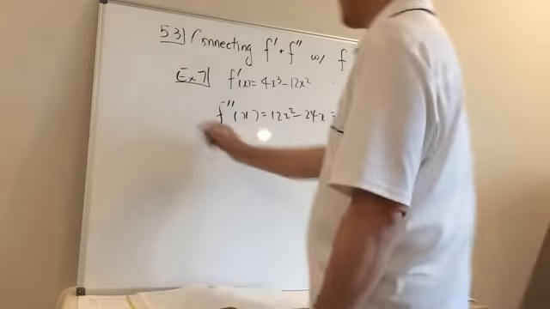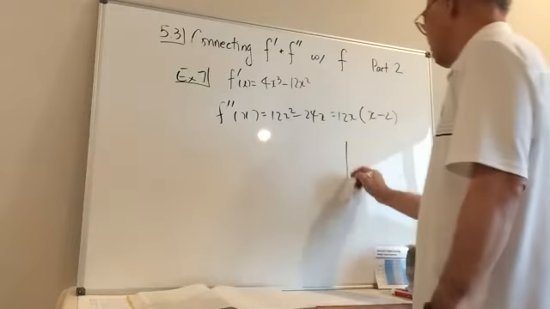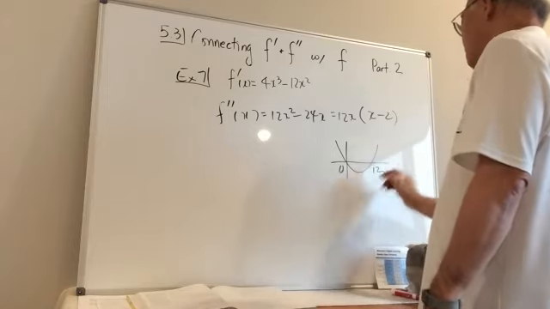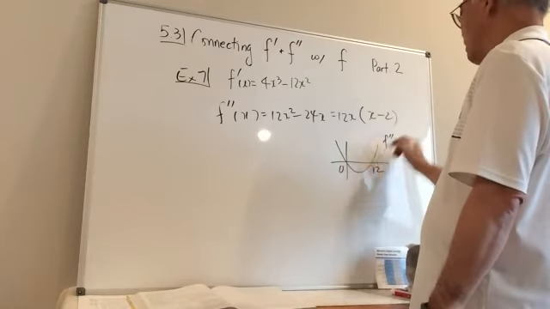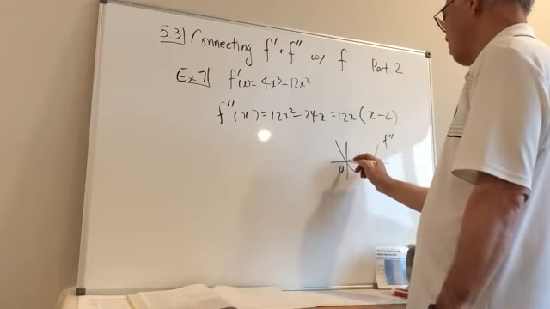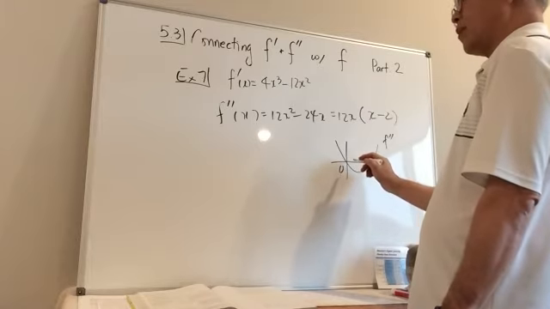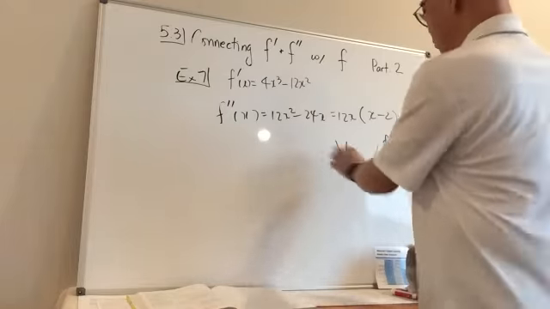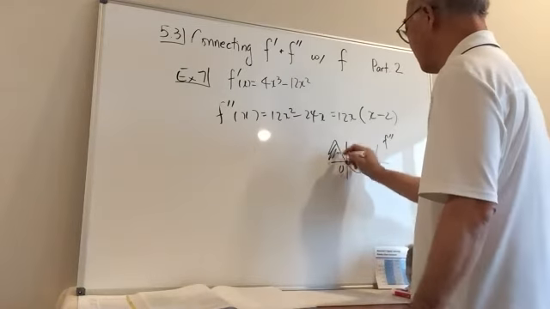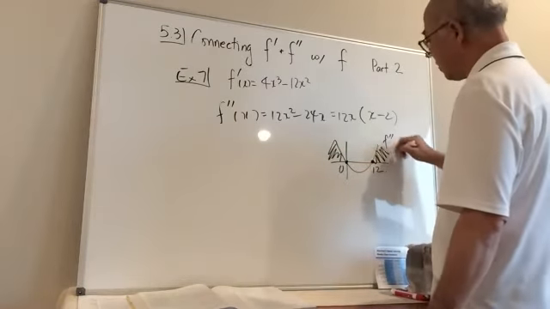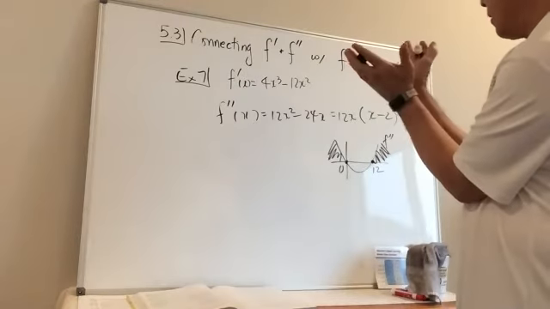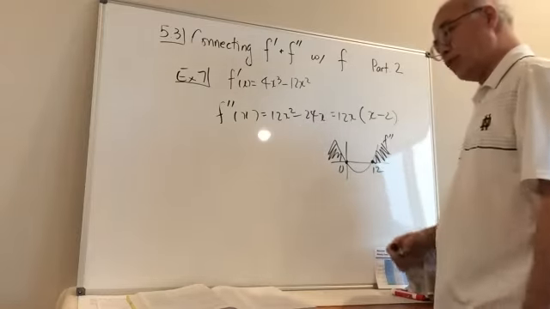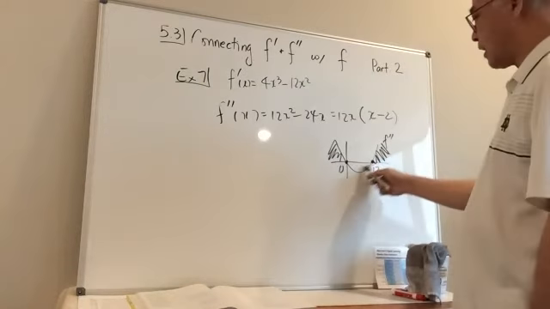So if I graph this, I'm going to get zeros at 0 and 2. This is f double prime. When f double prime is greater than 0, which is over here and over here, I am concave up because f double prime is greater than 0. From 0 to 2, I am concave down because it is negative, right?